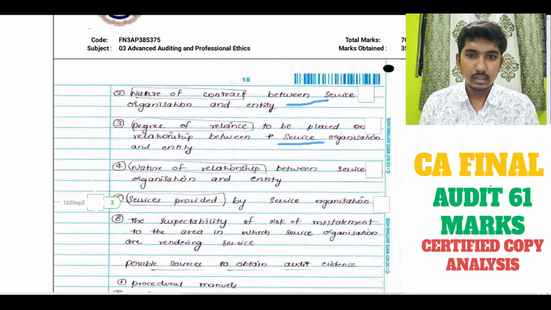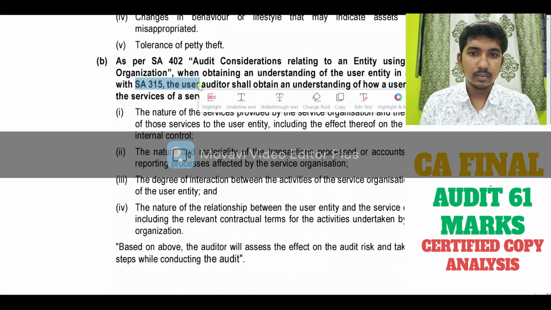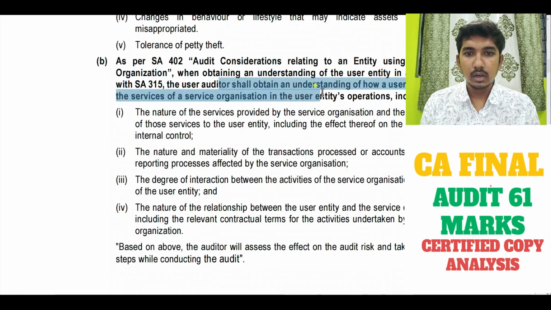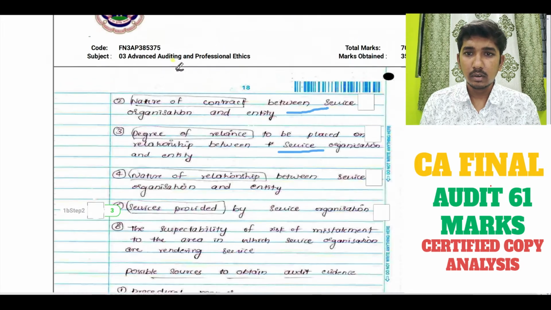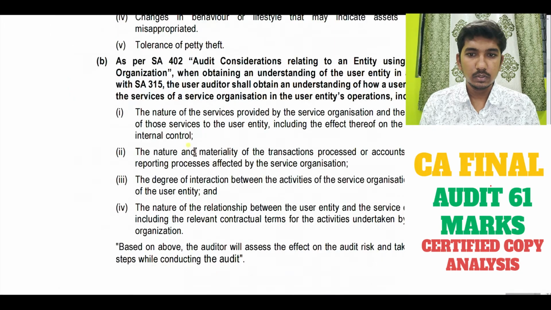Now let us check the suggested answer. In the suggested answer, they have quoted SA 315, where the auditor needs to obtain an understanding of how the user entity uses the service organizations. I have not quoted SA 315 in my answer, so for that I lose 1 mark.